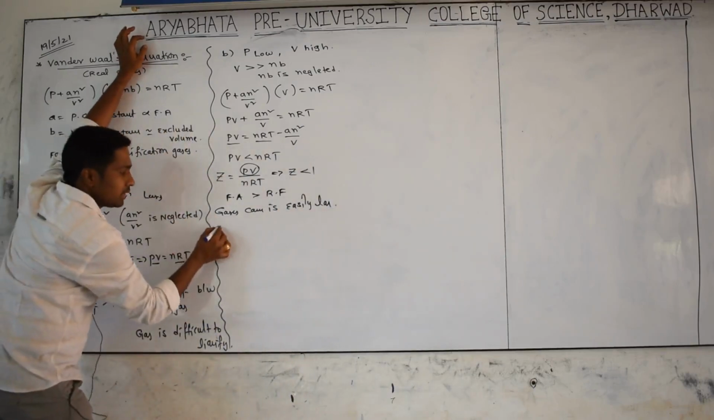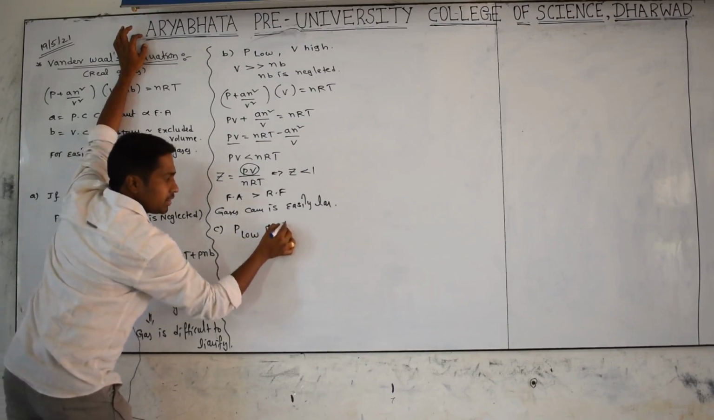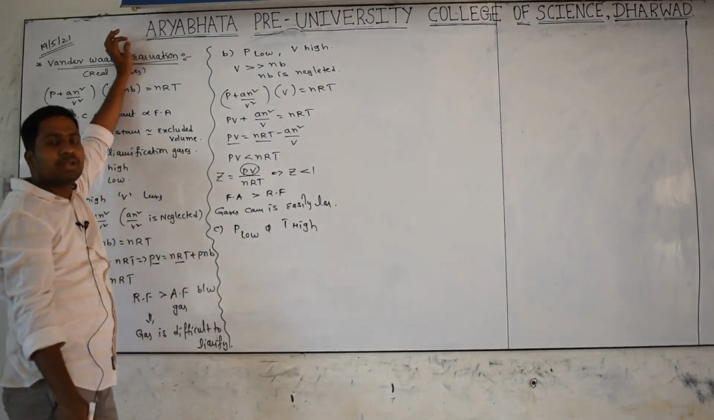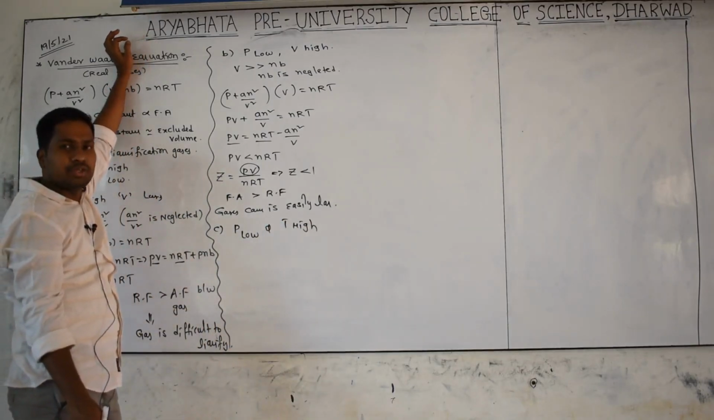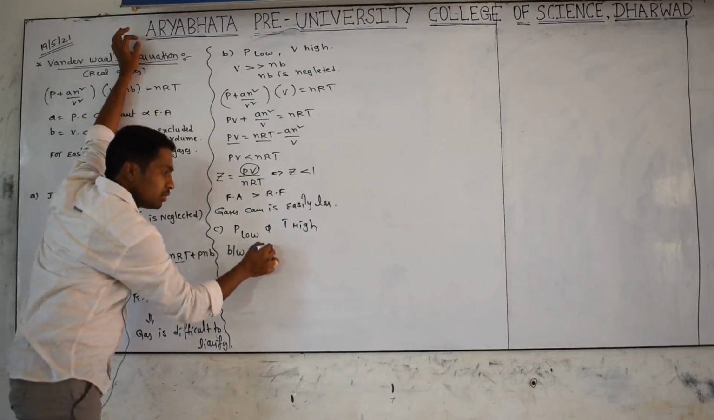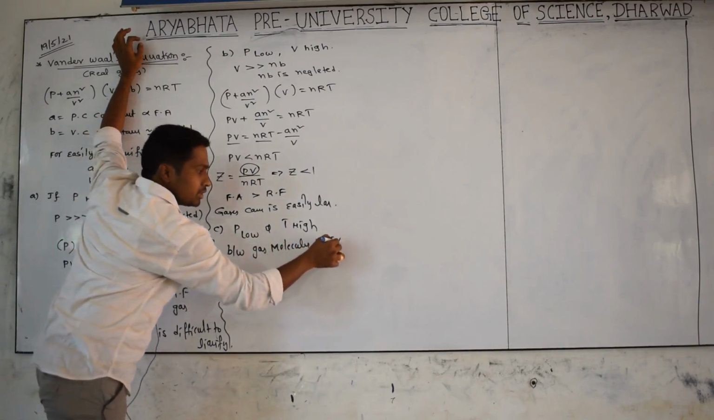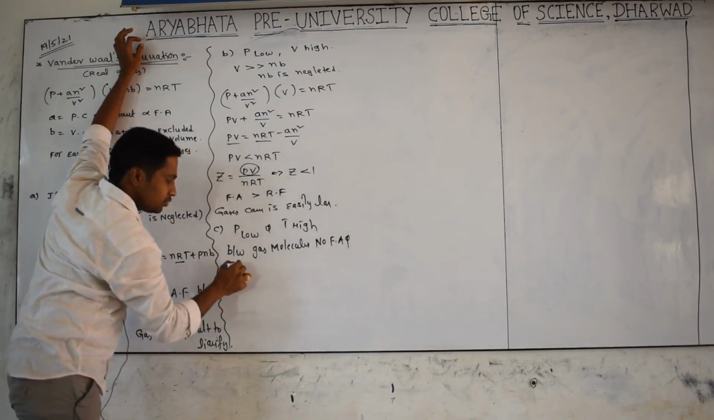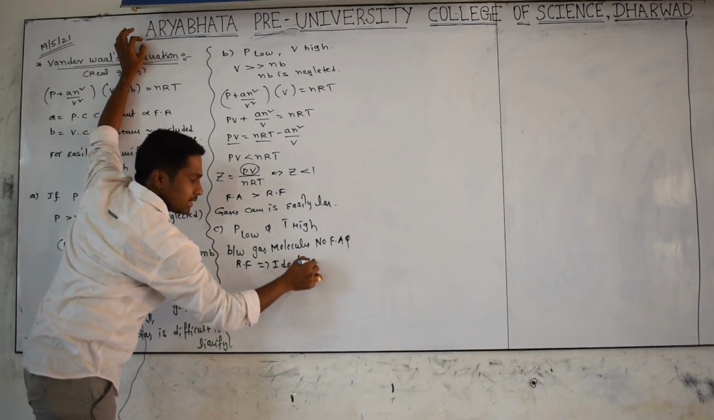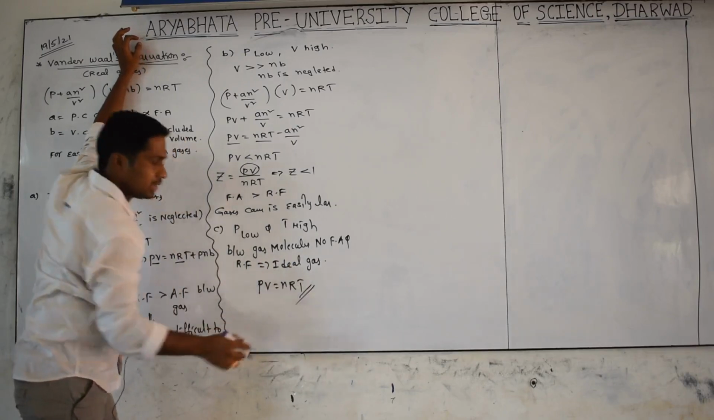Okay, now see the third case: pressure is low and temperature is high. At high temperature and low pressure, the gas molecules are very far away from each other. What is happening between the gas molecules? There is no force of attraction as well as no repulsive force. Then the gas can be considered as an ideal gas. Ideal gas means PV = nRT.